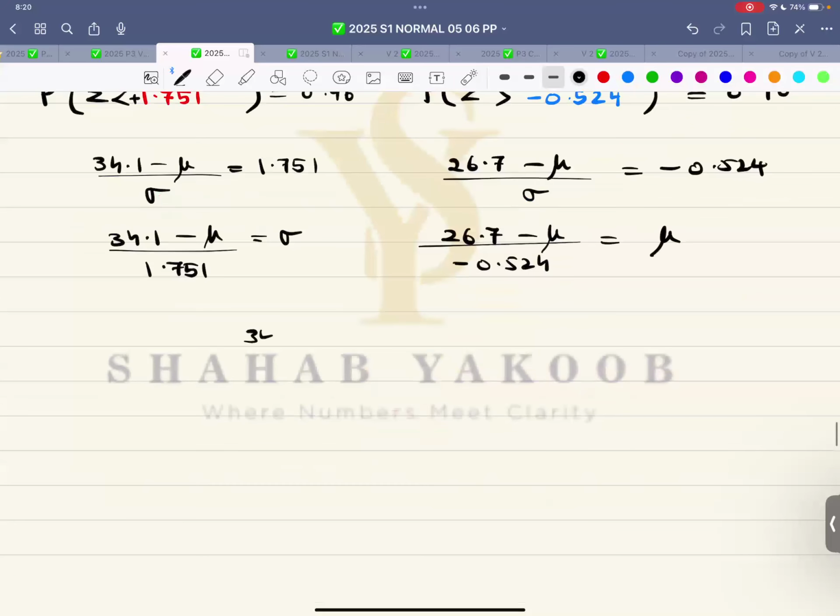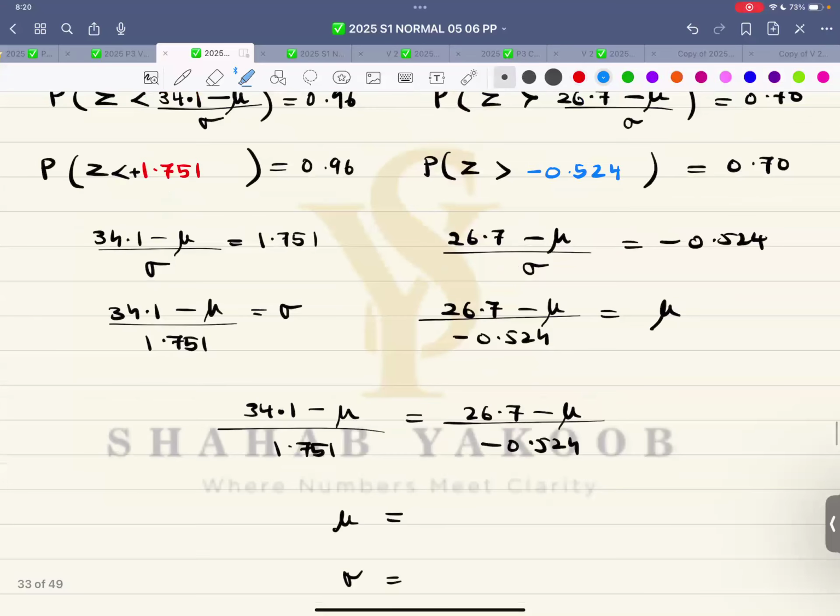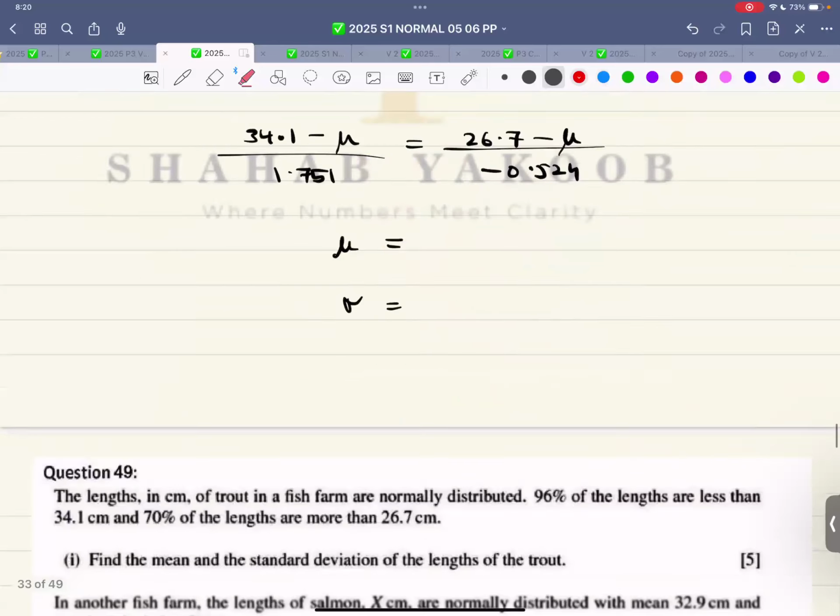Equate the two: (34.1 minus mu) divided by 1.751 equals (26.7 minus mu) divided by negative 0.524. And then you simplify, you'll find the value of mu, and then you'll find the value of sigma. Just focus on the working on that particular equation. If this equation is all good, all clear, that's one equation. And this is the other equation: 34.1 minus mu over sigma.